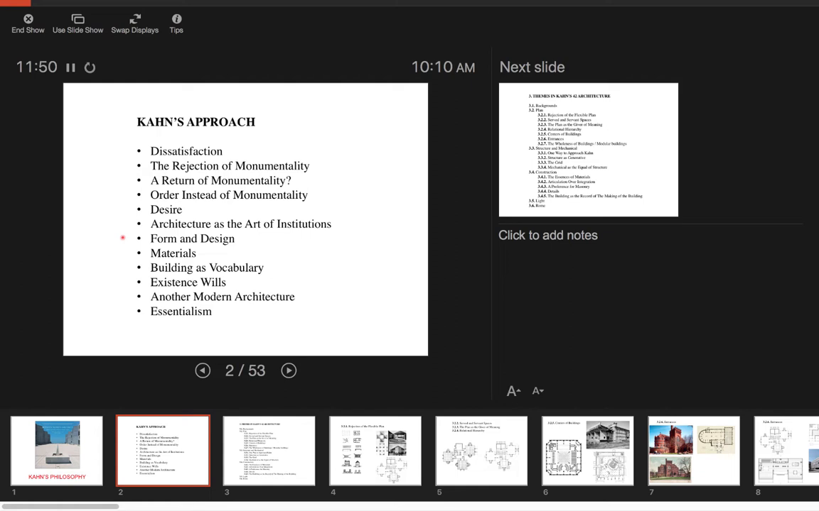Materials. What does the brick say to Kahn? You're thinking of the nature of materials. You say to brick, I have an opening and I can put a lintel over it. Concrete lintels are cheap. What do you think of that, brick? And brick says, I like an arch. Now, this is ubiquitous in modern architecture.